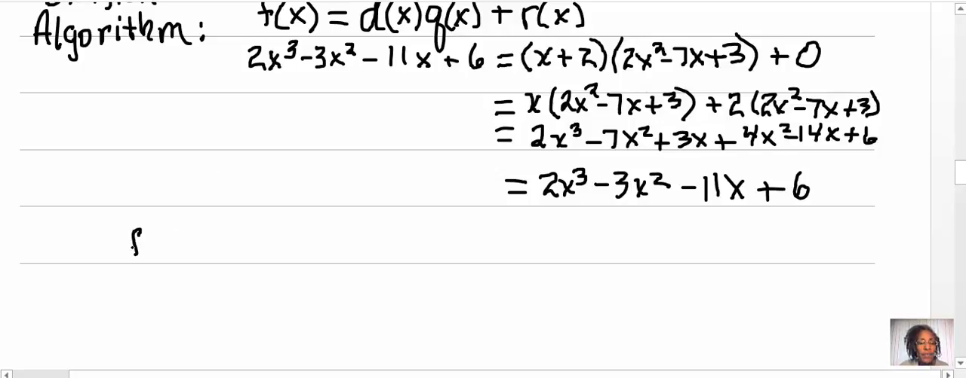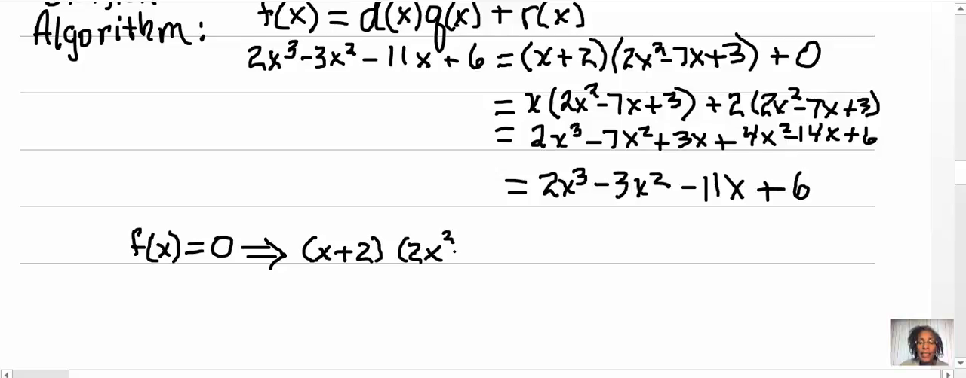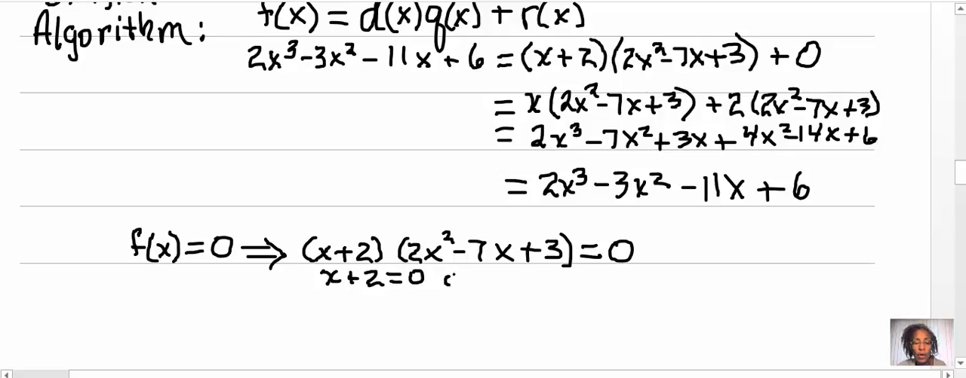So we're solving f of x equals 0. What we've done so far allows us to write f of x as x plus 2 times 2x squared minus 7x plus 3. And we're actually solving this factored expression equal to 0. So in other words, we already know something that we learned in intermediate algebra, that the only way this product is going to be 0 is if x plus 2 is 0, or if 2x squared minus 7x plus 3 is 0.